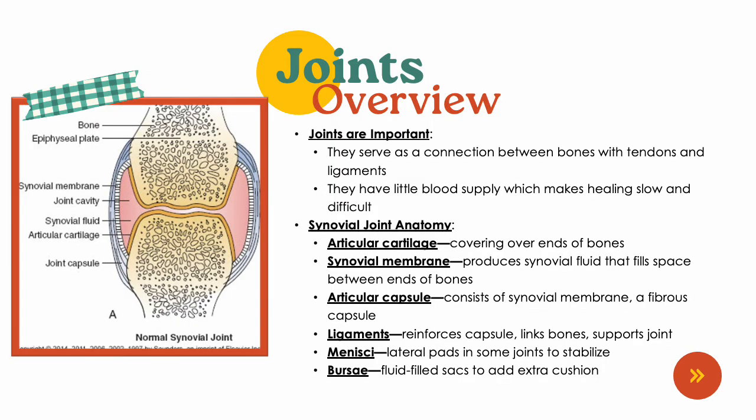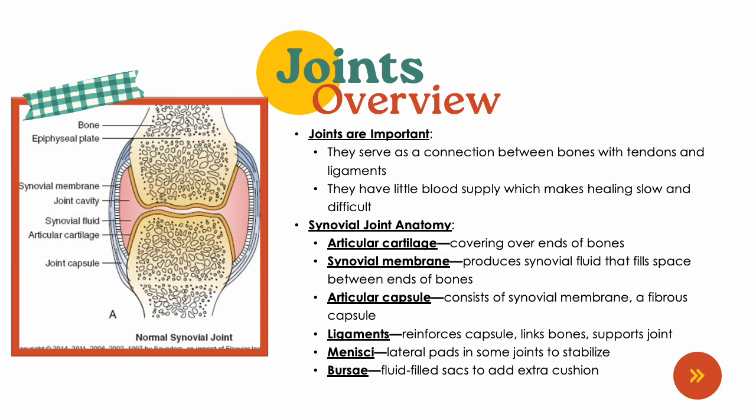So we just talked a lot about bones, so we're switching gears here and we're going to move into joints, and they are very important. They serve as a connection between bones and tendons and ligaments, and they also have little blood supply, which ultimately can make wound healing slow and difficult. So one can imagine having a joint issue can result in delayed wound healing.